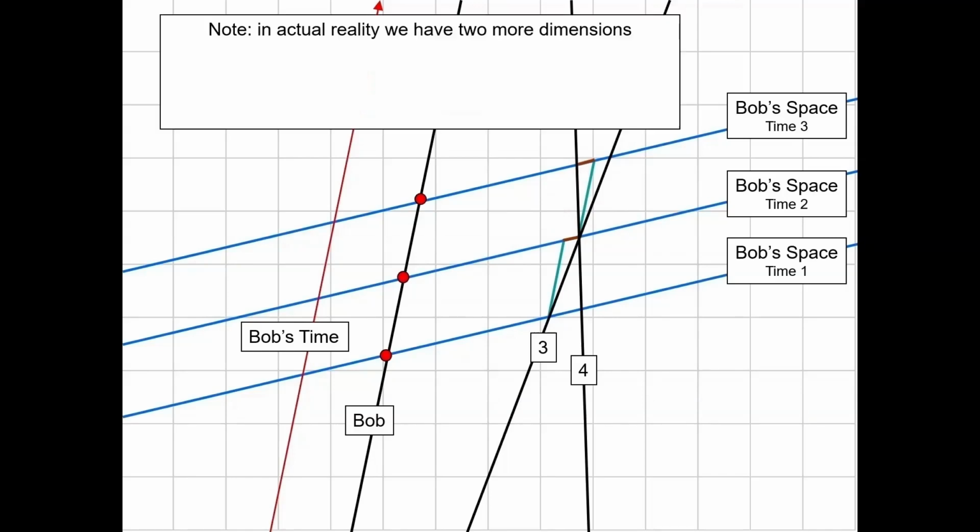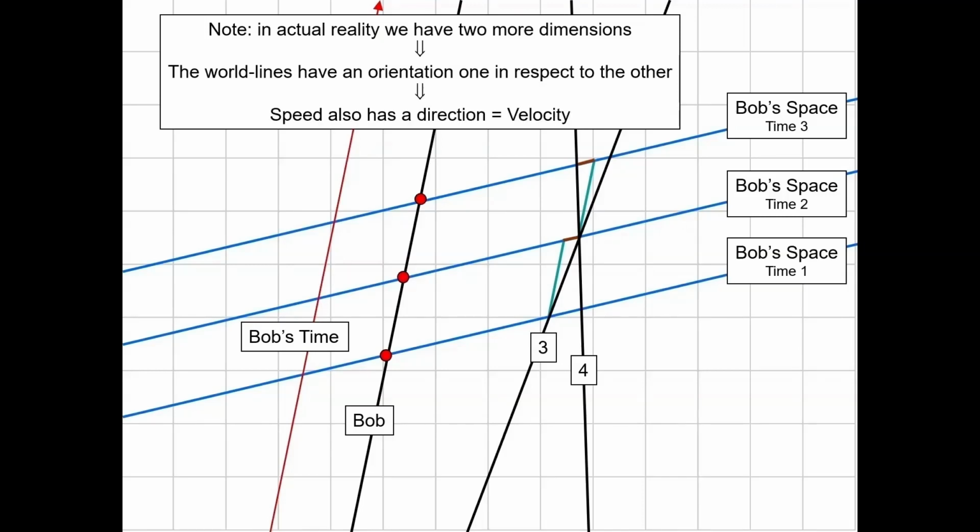Now note that in actual reality, we have 2 more dimensions. And this means the world lines have an orientation one in respect to the other. So speed also has a direction. And the value plus the direction is called velocity. So speed is the value and speed plus direction is velocity.